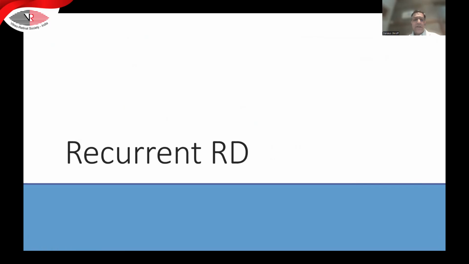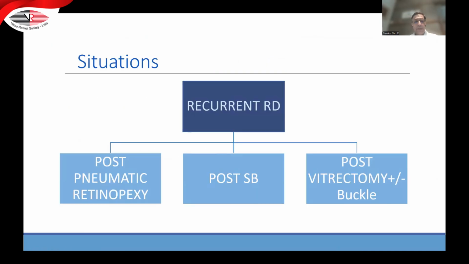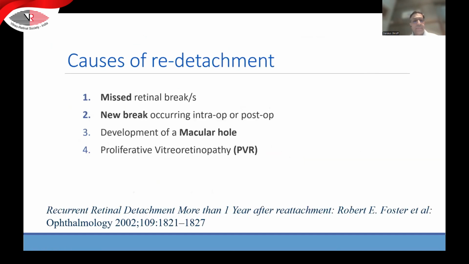What about recurrent RD? If we have a recurrent retinal detachment, although with time our failure rates have decreased, it is a reality as retina surgeons we have to face from time to time, whether we like it or not. This can happen after any sort of procedure, after pneumatic retinopexy, after buckle, or after vitrectomy. The causes are missed retinal breaks, new breaks forming intra-op or post-operatively, development of a macular hole, or most importantly, due to PVR, which we just discussed.